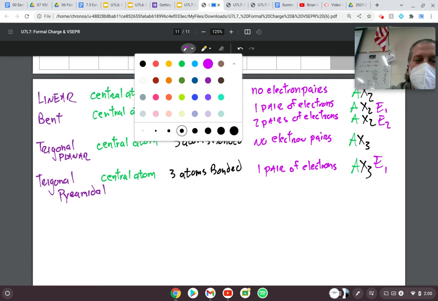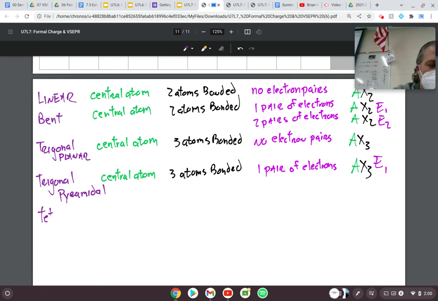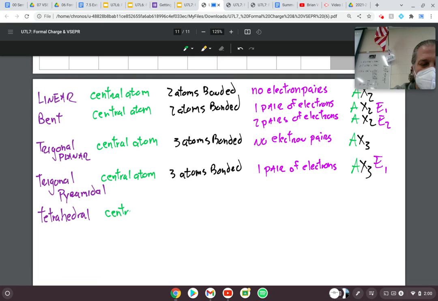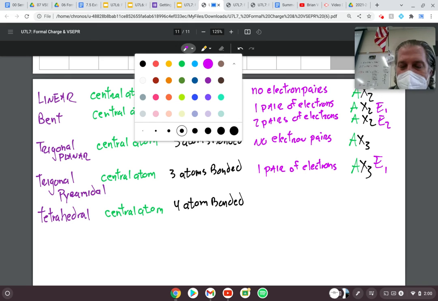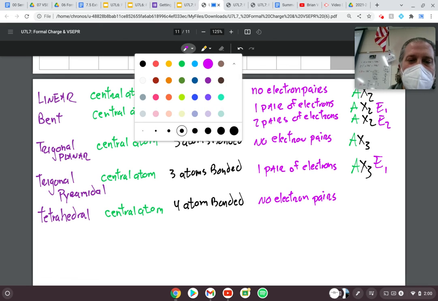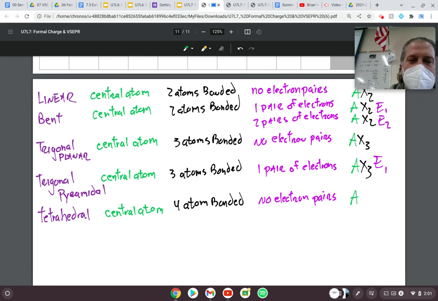And then yesterday we ended by talking about the tetrahedral, which definitely had a central atom. This one had 4 atoms bonded to it, with no electron pairs. And this one would be referred to potentially as an AX4.